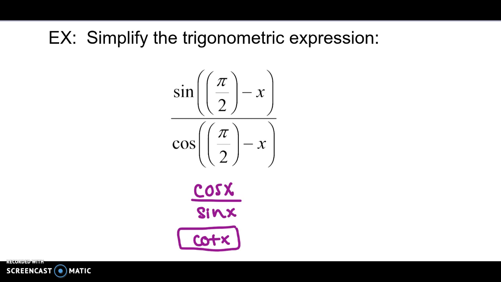All right, so my hint to you was that we have cofunction identities here. That pi over 2 minus x should be a big indicator of that right away. So sine of pi over 2 minus x is cosine of x. Likewise for sine and cosine here. Cosine of x over sine of x is cotangent of x.